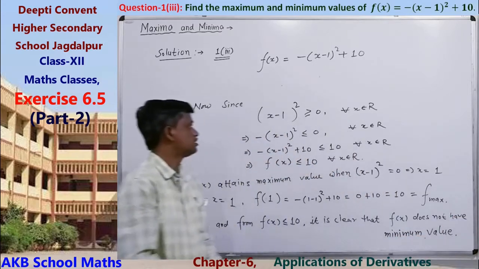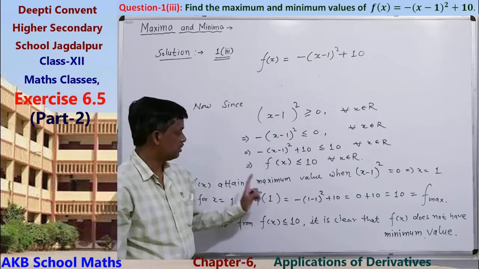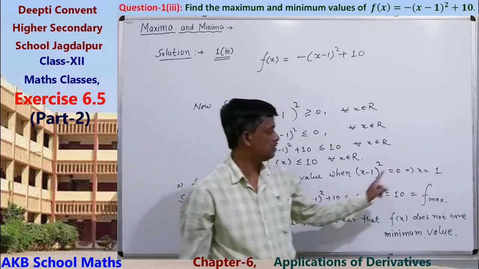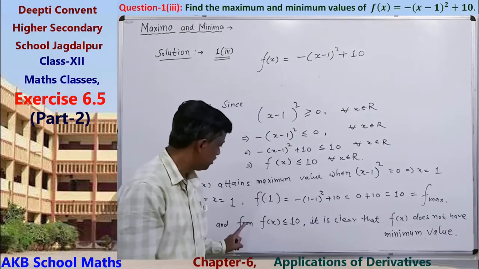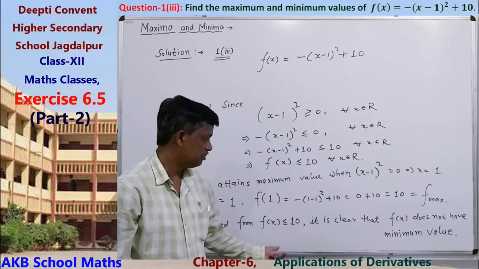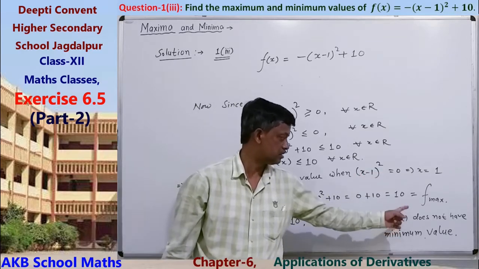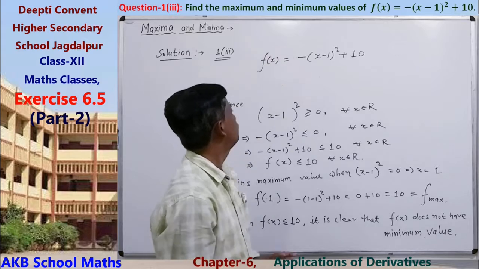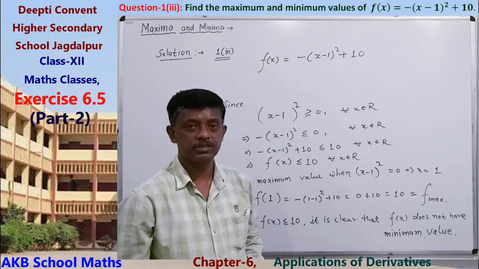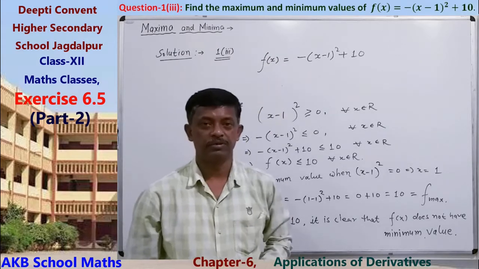Okay. So for this question, the function attains its maximum value at x equal to 1, and the maximum value is 10, and the minimum value does not exist. The function does not have a minimum value. Clear? This is the third question of the first part of exercise 6.5.